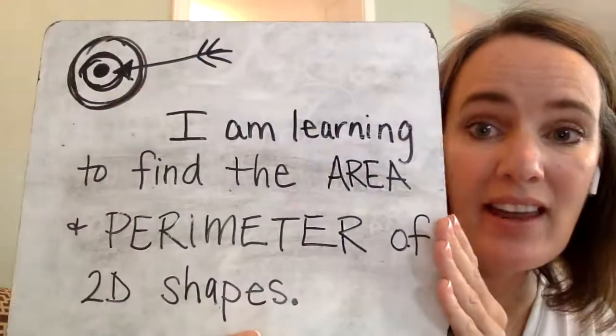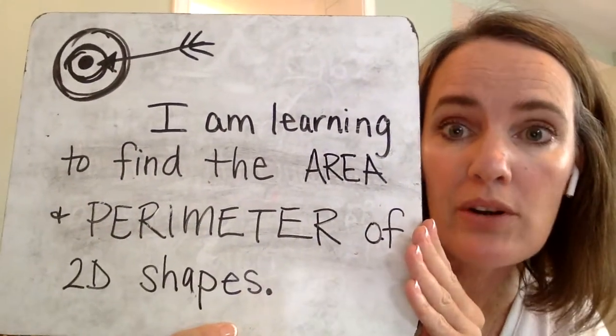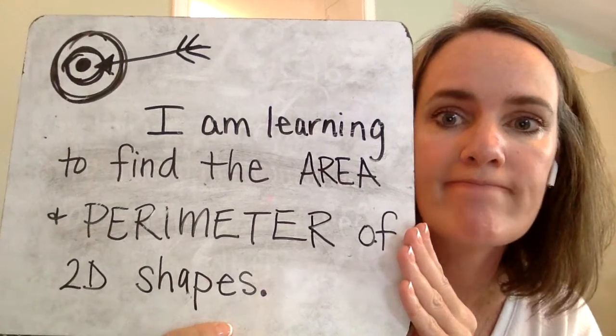Today, we are learning to find area and perimeter of two-dimensional shapes. Some of you might remember that area is the inside of a shape, okay? Perimeter is finding the distance around a shape. Okay, can you do that with me? Area, the inside, perimeter, the distance around a shape.